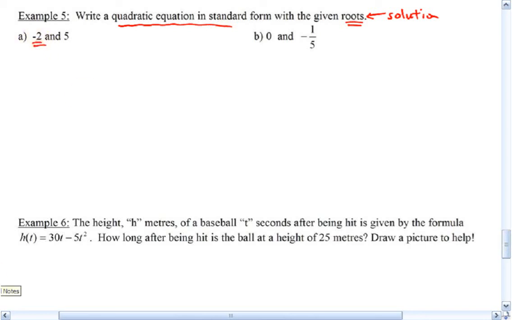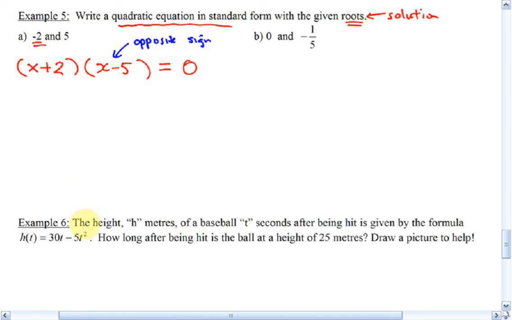Negative 2 is your answer. Can someone tell me what bracket would have given me the answer of x equals negative 2? Yeah, like what Tanasia always says, it's always the opposite sign. So x plus 2. What would be the bracket for the number 5 then? It would be x minus 5. And this equals 0. So remember, just the opposite sign. Wait, this is easier than I thought. Okay, so that's the answer?